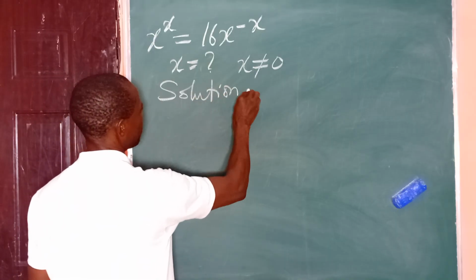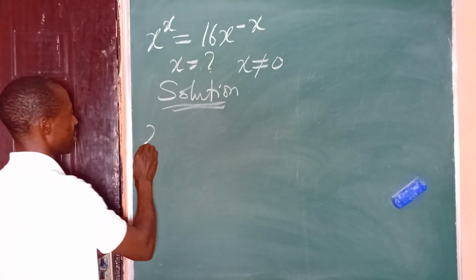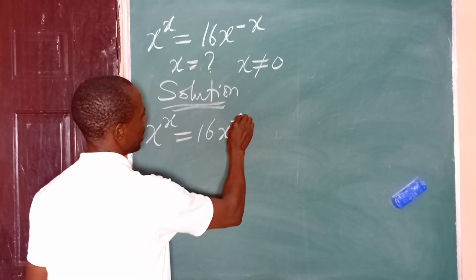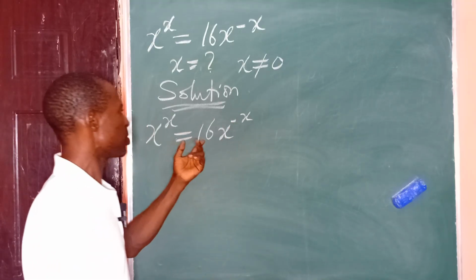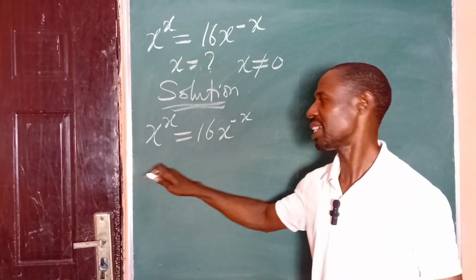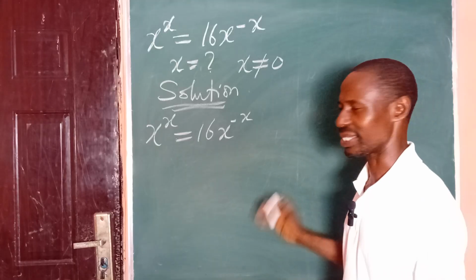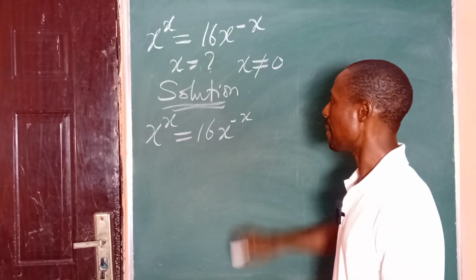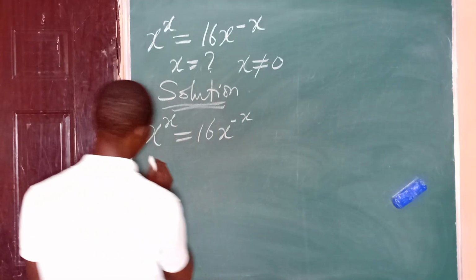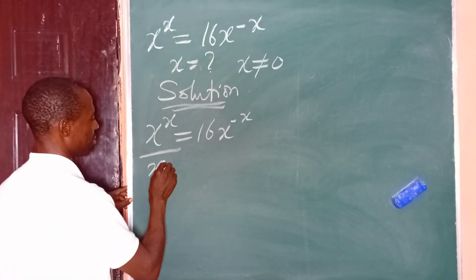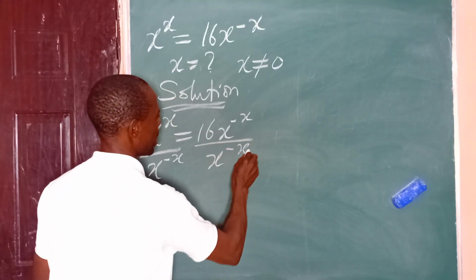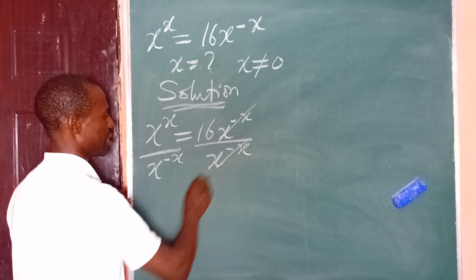So we have the solution. The question is x to the x equal to 16x to the minus x. Because we have a constant here, we want to move all the variables to one side and let the constants be on the right hand side. In other words, we want to divide through by x to the minus x. So we divide this by x to the minus x, and we equally divide the other side by x to the minus x.